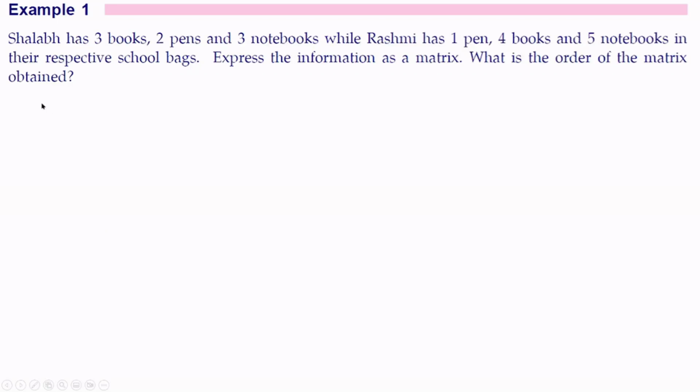Now we'll see an example. The first example in the handbook. Shalab has 3 books, 2 pens and 3 notebooks, while Reshmi has 1 pen, 4 books and 5 notebooks in their respective school bags. Express this information as a matrix and what is the order of the matrix obtained. So here we have the two students and the items they have in their respective school bags are given. We have to express this information as a matrix, and we should also write the order of the matrix.